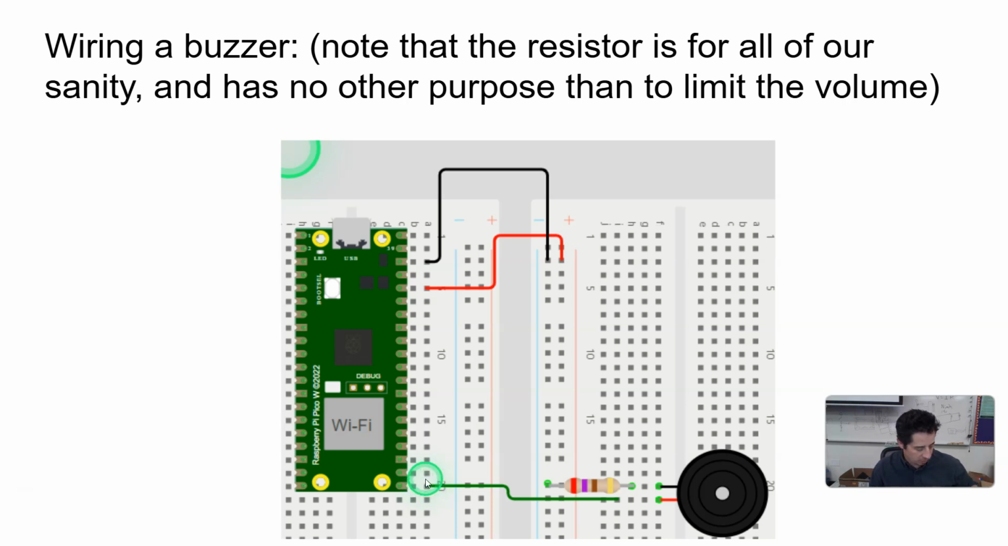You can connect to whatever pin you want, but the purpose of this resistor is that it will reduce the volume. So when we have like 30 people buzzing their buzzers all at the same time, we don't lose our sanity. But anyway, we're going to be controlling this using square waves, the PWM, the pulse width modulation. And so let's take a step back and look at that.